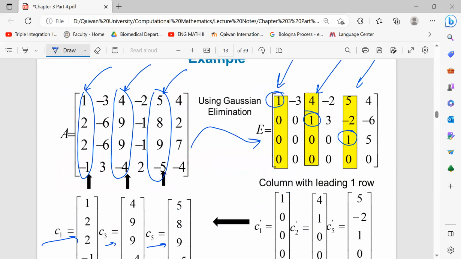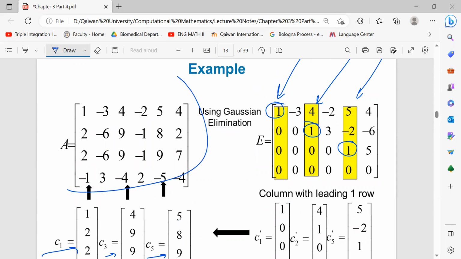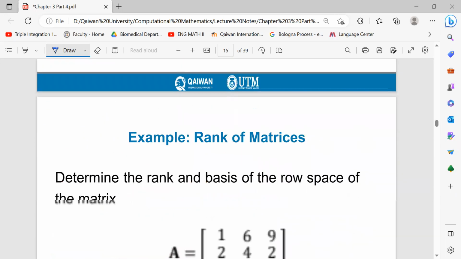Look at the second example. Here, the dimension for this column space is columns 1, 3, and we have 3 bases. So the dimension is the number of bases. How many bases do you have? 3. So the dimension is 3, and also the rank is 3.